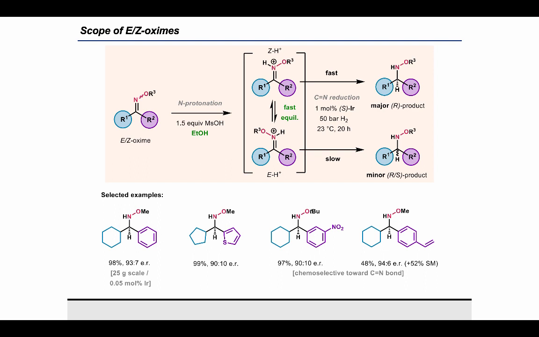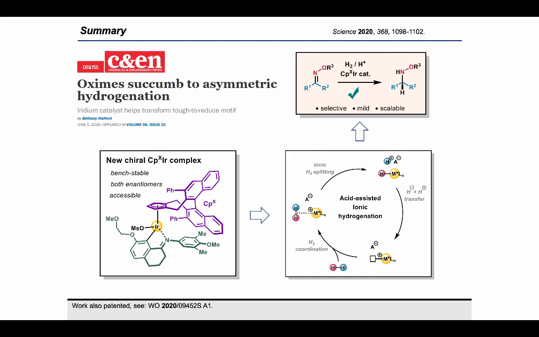Remarkably, sulfur-containing heteroarenes are compatible, and nitro or vinyl substituents remained untouched, showing the unique chemoselectivity and functional group tolerance of our acid-assisted hydrogenation method compared to classical hydrogenations. In summary, we made oximes succumb to asymmetric hydrogenation, keeping intact their nitrogen-oxygen bond.